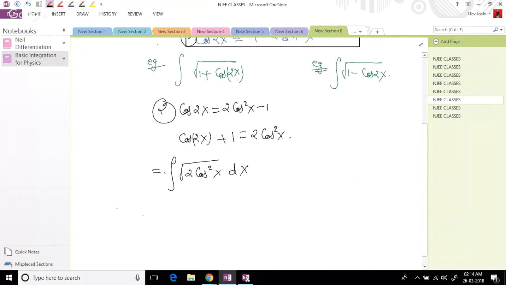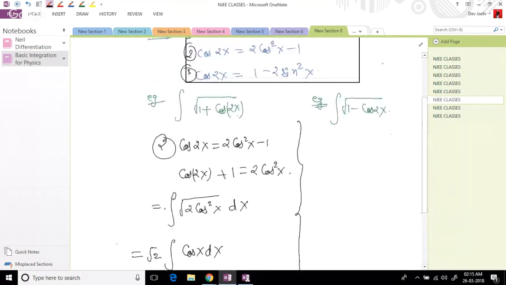So root 2 can be taken out because root 2 is a constant. So integral of under root of cos square x is what? Cos x. So cos x dx. So it is going to be equal to root 2 times the integral of cos x, which is simply sin x plus c. This is the final answer. Alright.